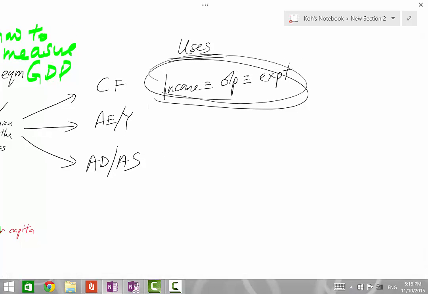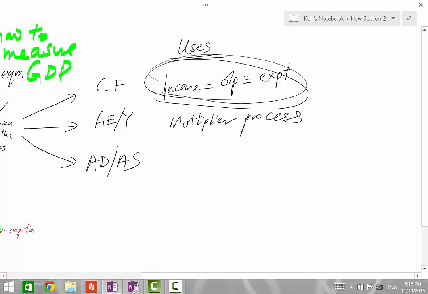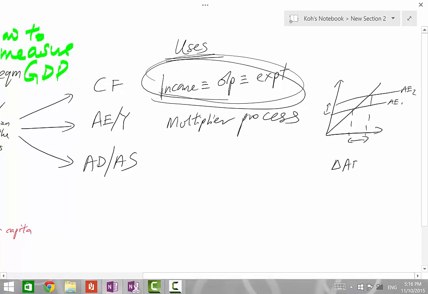The AE versus Y model helps us understand the multiplier process. Now, some schools may use the AD and AS model to do this, which is fine as well. Okay, the AE versus Y model allows you to see the change in AE versus the change in income. So that basically gives you the variables in your multiplier equation. Okay, this is here. So we need the AE versus Y model to understand, okay, the multiplier process.